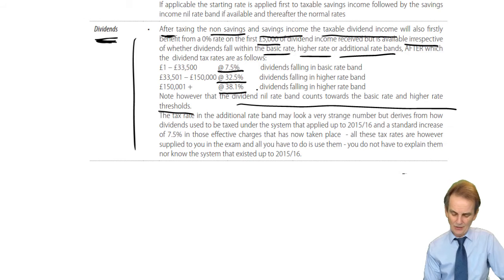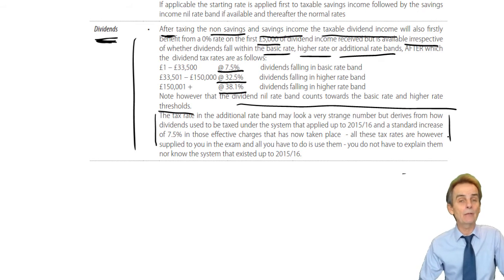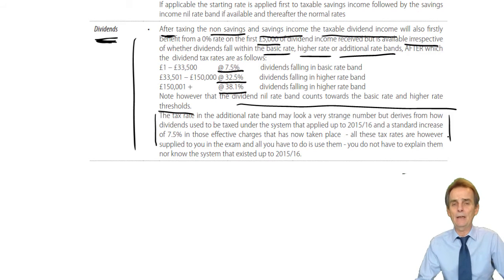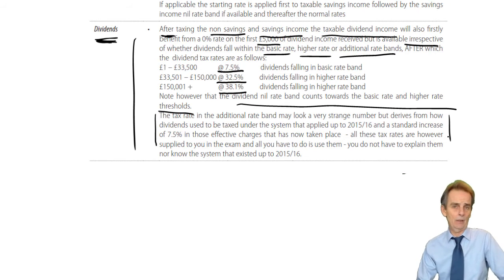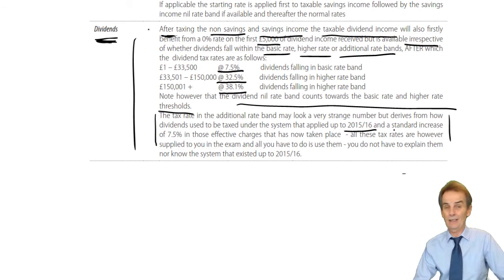38.1%. Now there's a little note here which you don't have to worry about, it's just a little background history. You see something like 38.1 and think, well, that's a very odd figure. It all comes down to what was a fundamental change in 2016-17 to the taxation treatment of dividend income. Prior to that, up to 2015-16, there was a very different system, and you'll be pleased to hear a much more complicated system, thank goodness we don't have that now, that dealt with the taxation of dividend income.